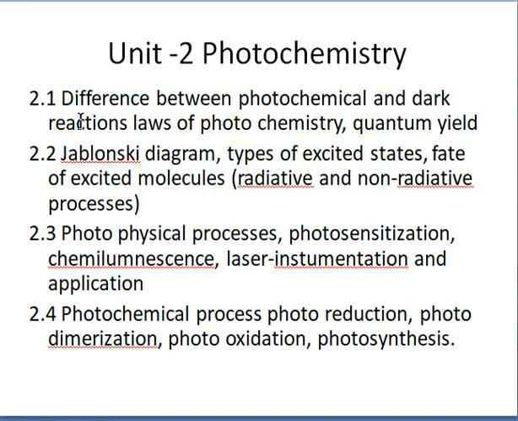Then the important topic in this unit is the Jablonski diagram. In this diagram we are going to see two types of transition, radiative transition and non-radiative transition. Then what are the photophysical processes like photosensitization, chemiluminescence and all. Then what are the photochemical processes like photoreduction, photooxidation, photosynthesis process. Then last we are going to discuss the instrumentation and application of laser.